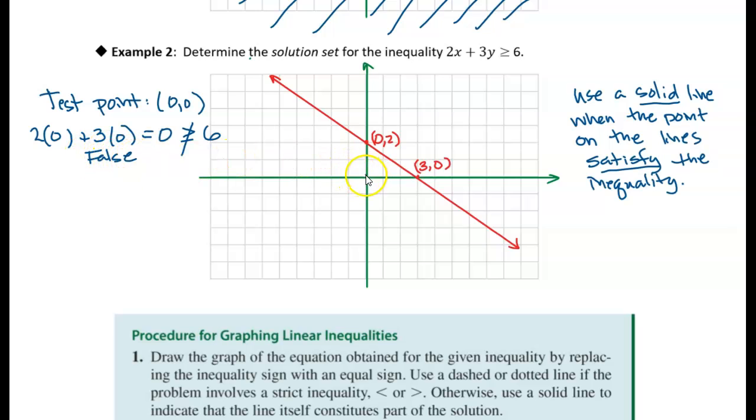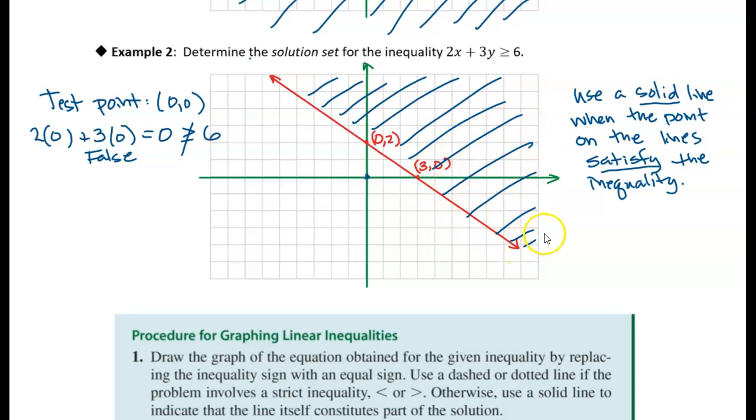So that tells me that this point 0, 0 is not in the solution, and so I want the points on the other side. I don't have to test another point on the other side. I just know automatically that if I picked a point on the wrong side, then the other side must be the correct side. So now I'm going to shade this part of the plane, and that is how I would indicate my solution set.